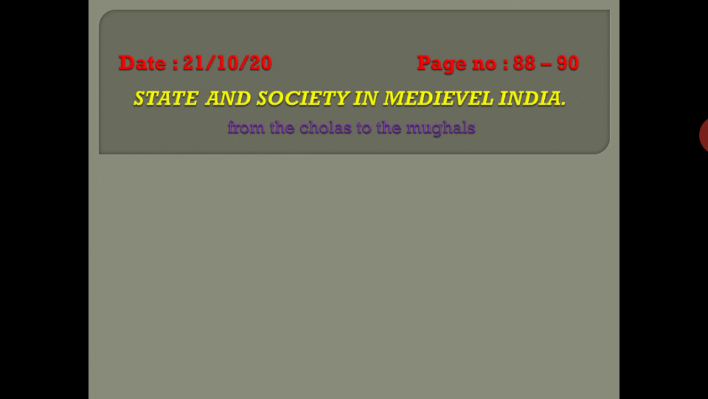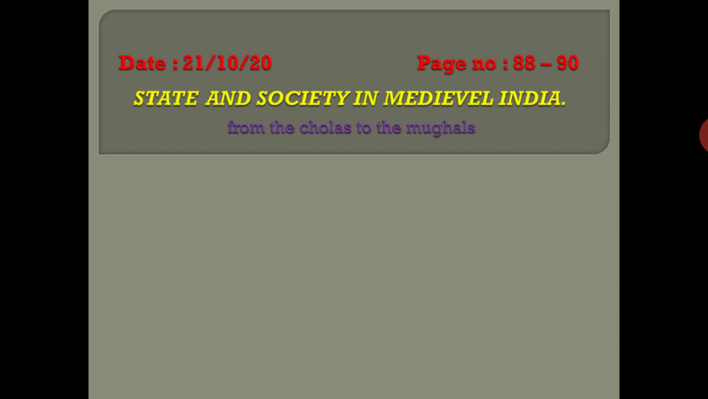What about the medieval ages? What about the classical ages? These are all the things we see stage by stage. Where Christianity started, where Islam started, everything. So now we're going to see about state and society in medieval India, in our India.